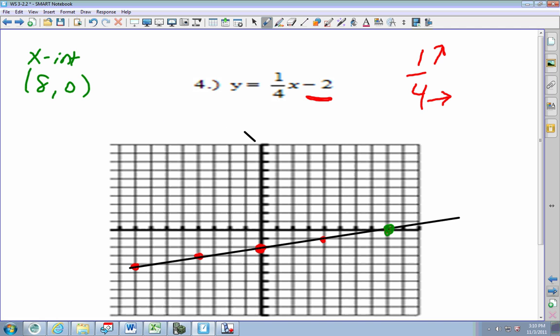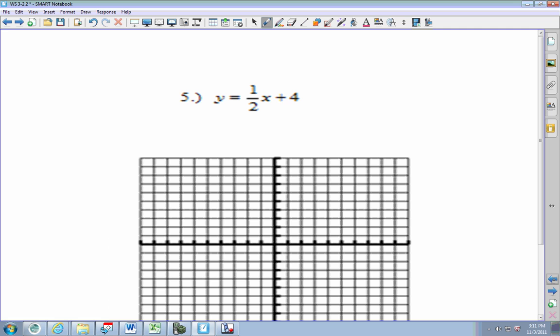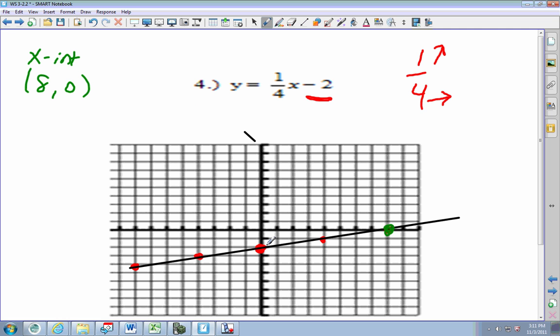Okay. Now let me ask you this. Is this steeper or flatter than the linear parent function? Remember, the linear parent function is y equals x, which goes up this way. This line is less steep. It is flatter than the linear parent function.